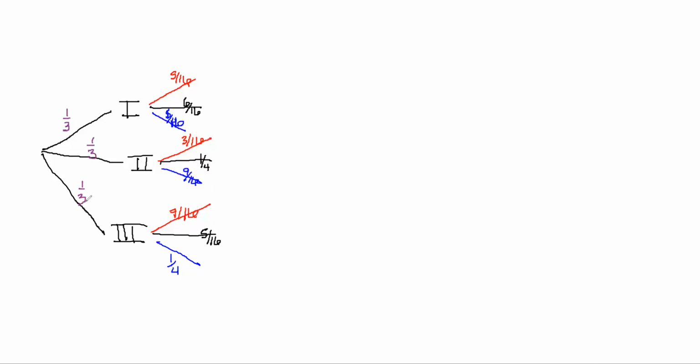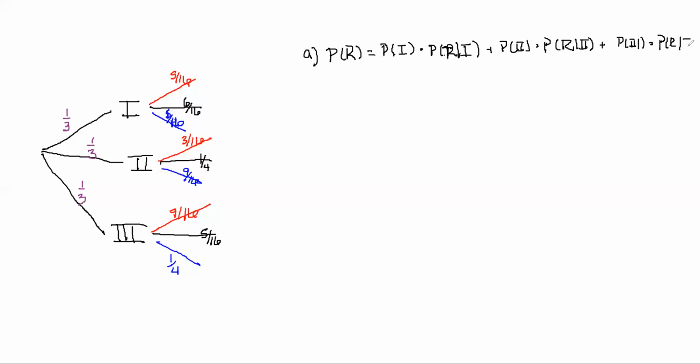So given all of this information, we have a lot of different questions to answer. Starting with, what is the probability that the ball is red? The probability of a red ball is going to be the probability of getting a red ball via jar 1. So that is the probability of jar 1 times the probability of getting a red ball via jar 1, plus the probability of jar 2 times the probability of red given 2, plus the probability of jar 3 times the probability of red, given 3.